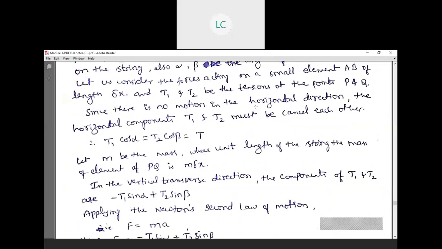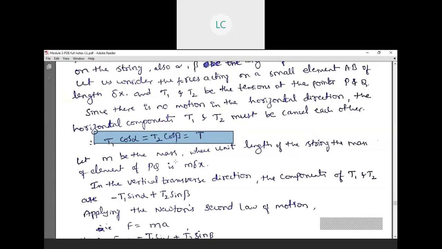Since there is no motion in the horizontal direction, the horizontal components of T1 and T2 must cancel each other. That's why we can write T1 cos alpha equal to T2 cos beta equal to T. Okay, this is the important condition.